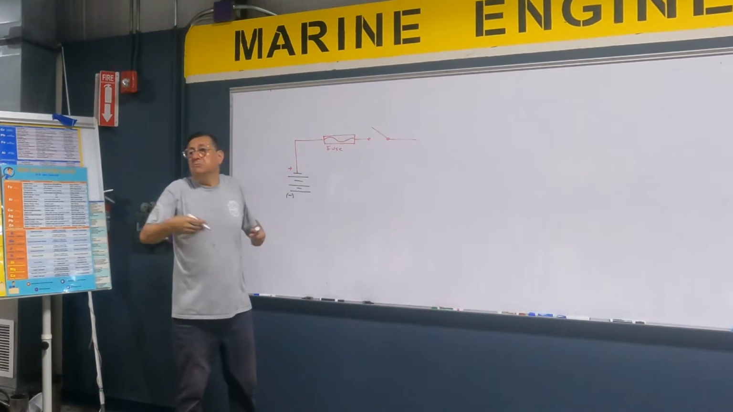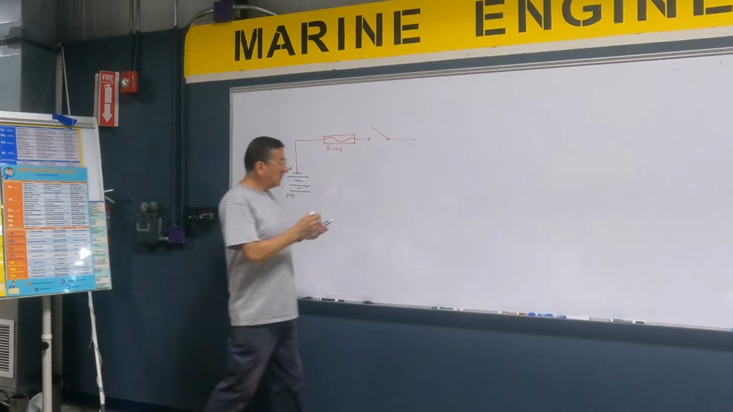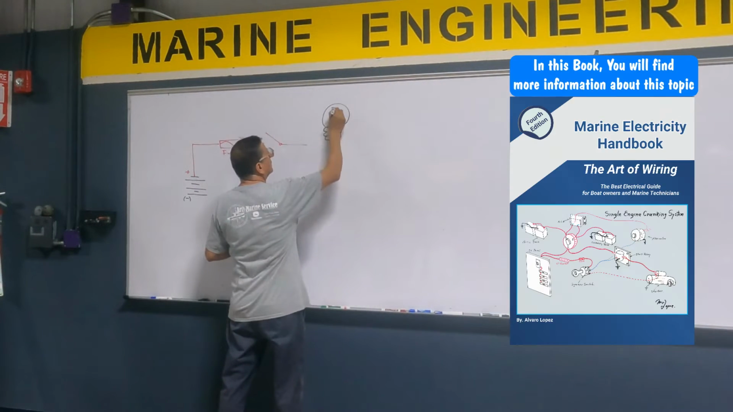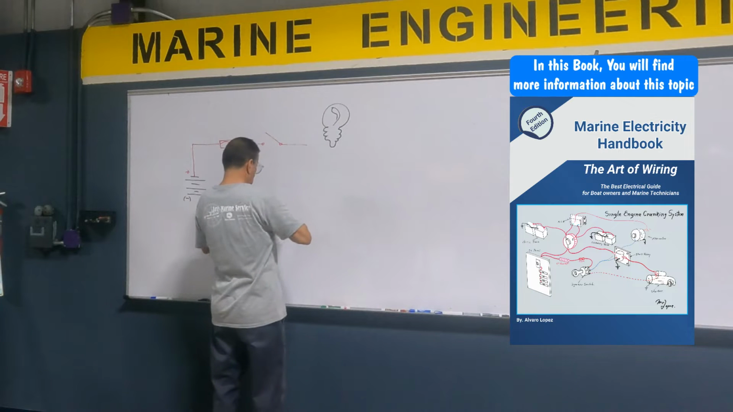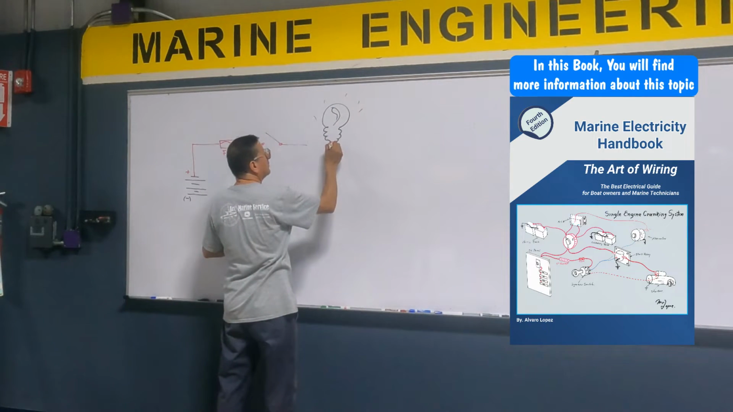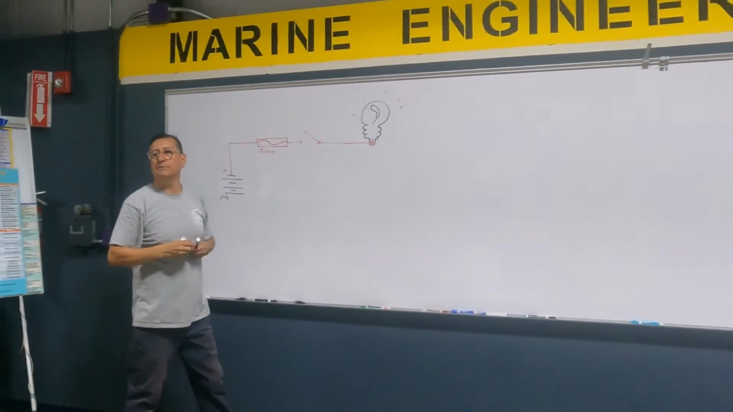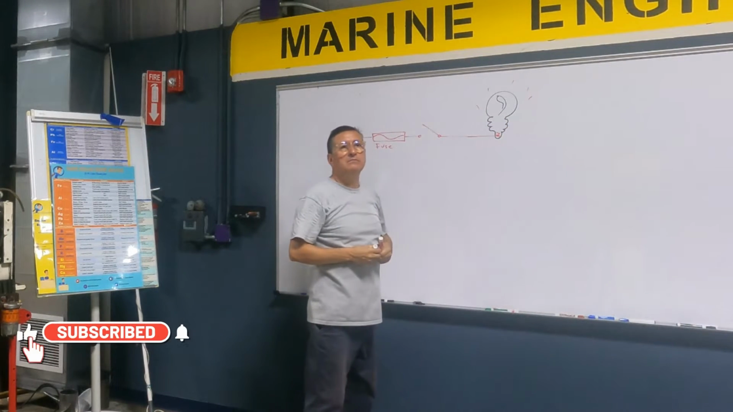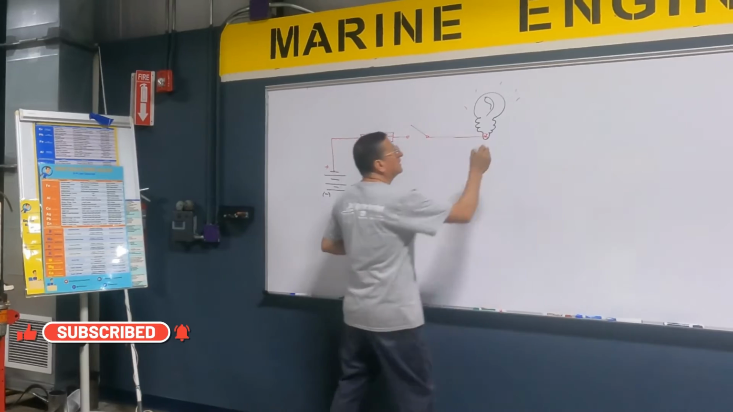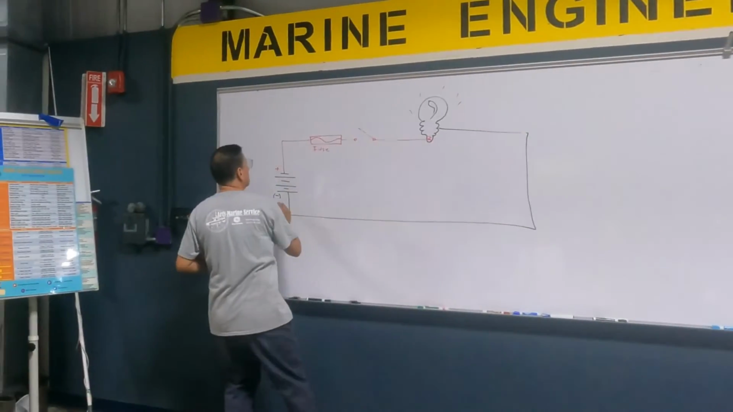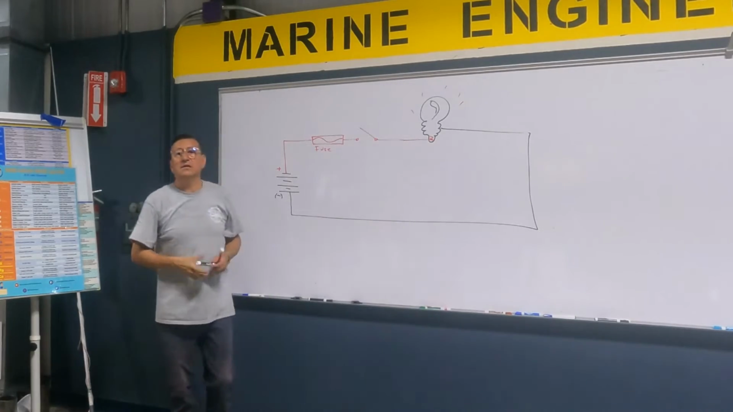And after that, you find the load. For example, this is a light bulb. This is the positive terminal. My positive will be connected here. And in the case of the light bulb, that's the negative. That's the return. And the return finishes in the negative of the battery. This is a circuit.